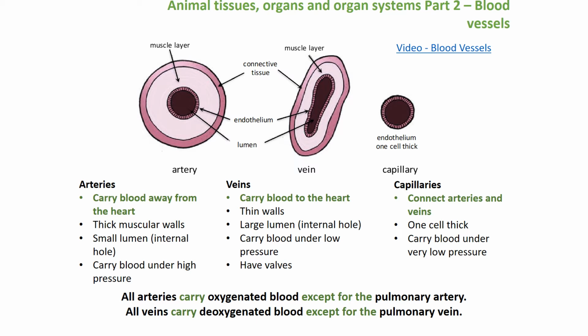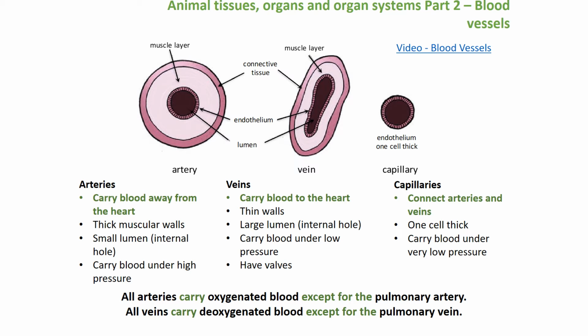Now, arteries always take blood away from the heart. So in primary school, you might have done it as they carry oxygenated blood, but it's not that they carry oxygenated blood because the pulmonary artery does not have oxygenated blood. It's that they take blood away from the heart.